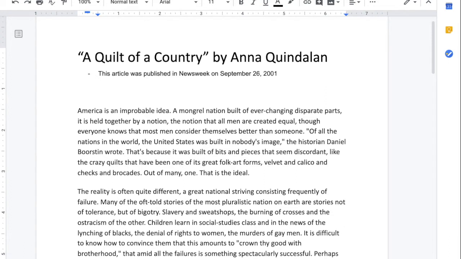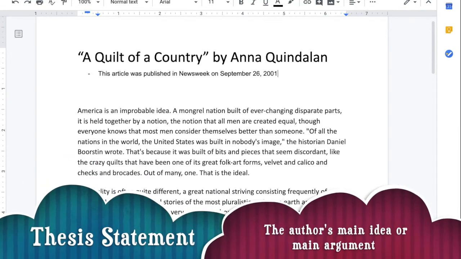So if you think about it, you're going to realize that this is only a couple weeks after the September 11th terrorist attacks. So Anna Quindlen is writing this in response to those events. Keep that in mind as you read. The other thing I want us to do, and this is what's going to fulfill our goal today, is I want us to look for the thesis statement. Remember that the thesis statement is what the author wants to get across in their entire article.